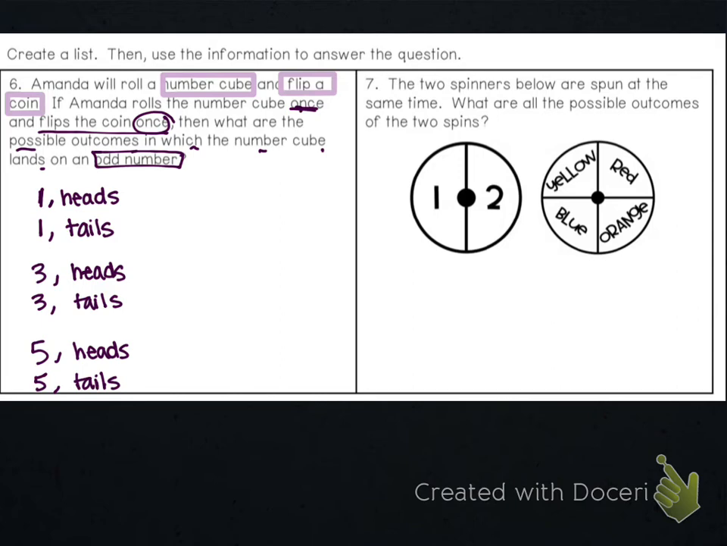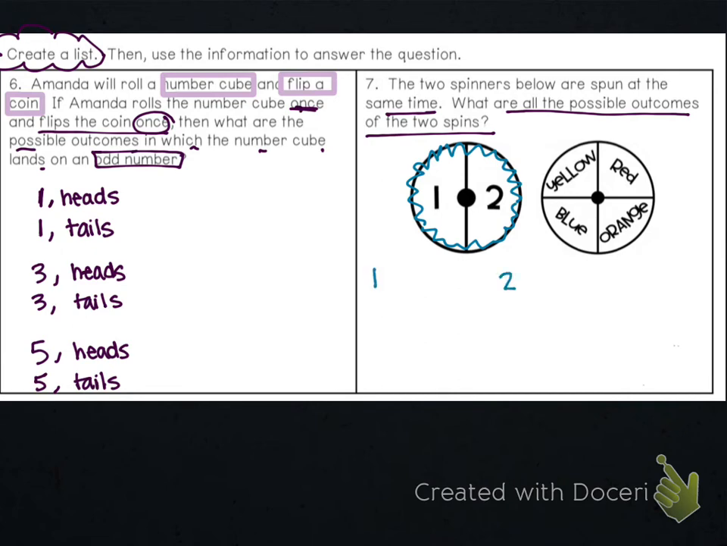Okay, so the 2 spinners below are spun at the same time. What are the possible outcomes of the 2 spins? Our directions say to create a list. So what are our possible outcomes on the first spinner? If I spin it, what are my possible outcomes? I could land on a 1 or a 2, correct?